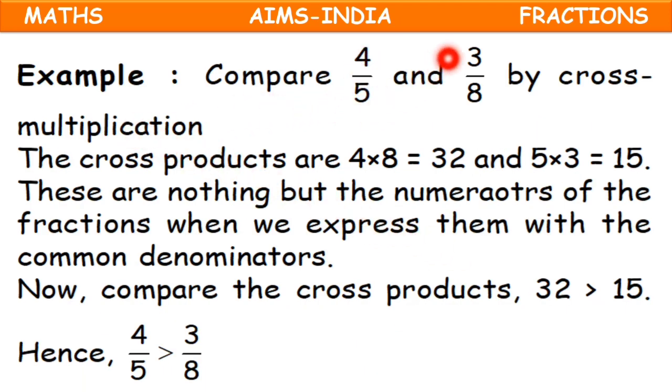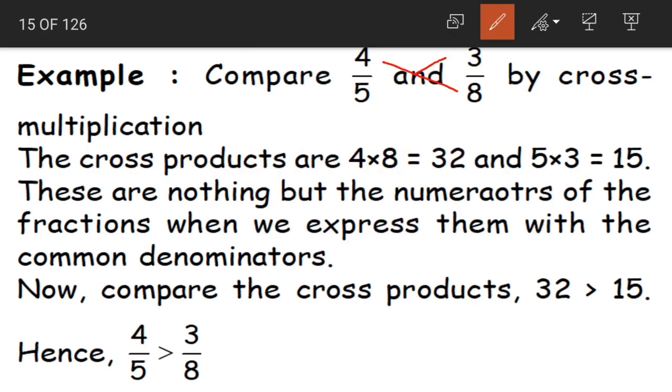Example: compare 4 by 5 and 3 by 8 by cross multiplication. Now here we are given two unlike fractions, 4 by 5 and 3 by 8, and we need to compare them using our cross multiplication method. Now what will be the cross products? See, cross multiplication, as I said, draw two lines like this. Now this 4 is connected with 8 and 3 is connected with 5. So multiply them. 4 into 8 is equal to 32. 5 into 3 is equal to 15. These are our cross products.